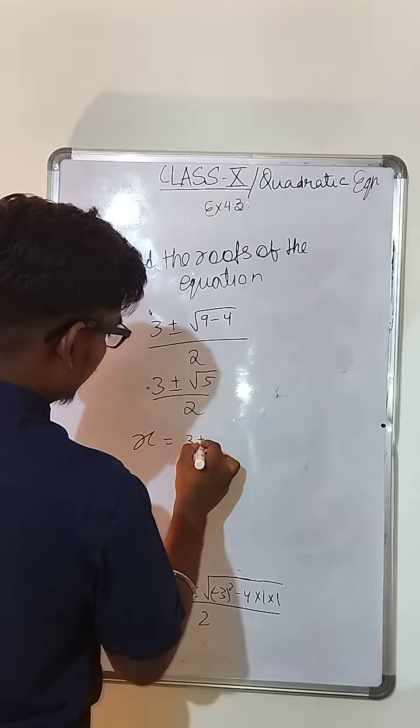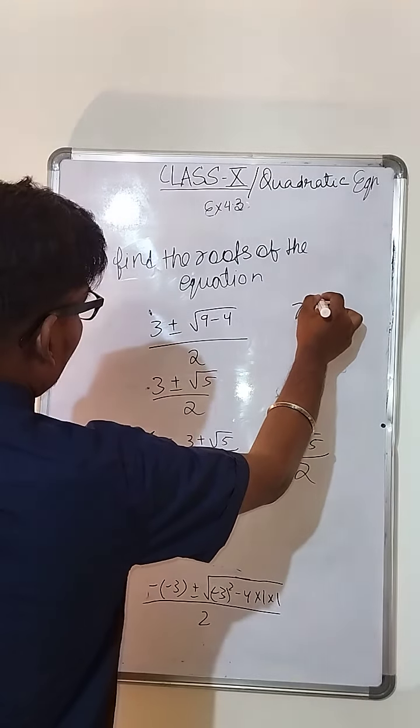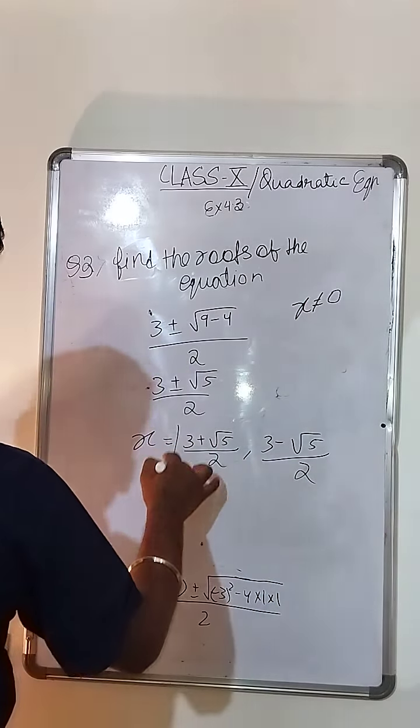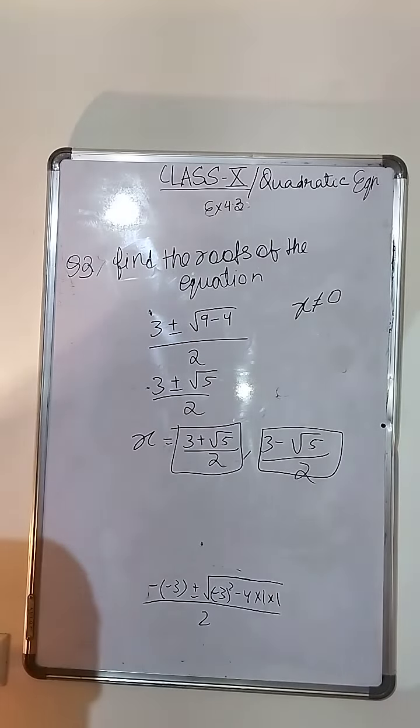This is the answer. It is strictly given that x shouldn't be equal to 0. So these are the two roots of the equation. Okay, so move on to the next question.